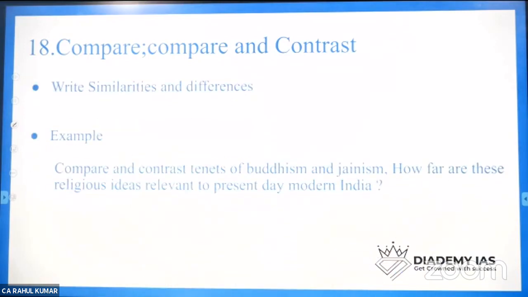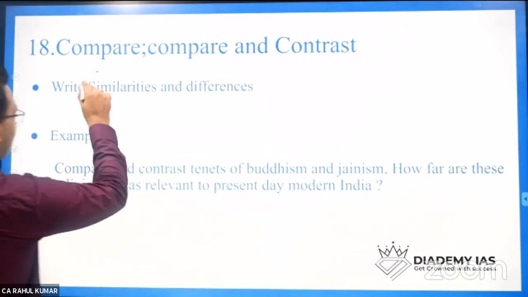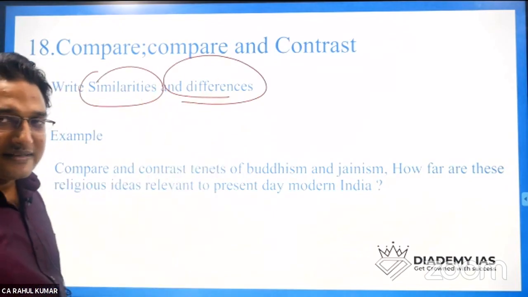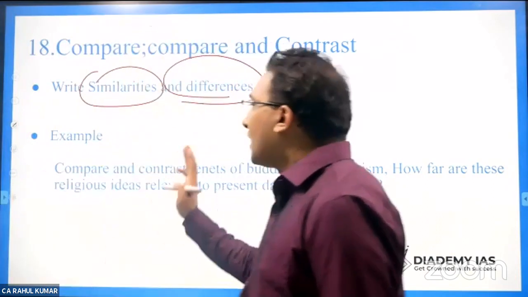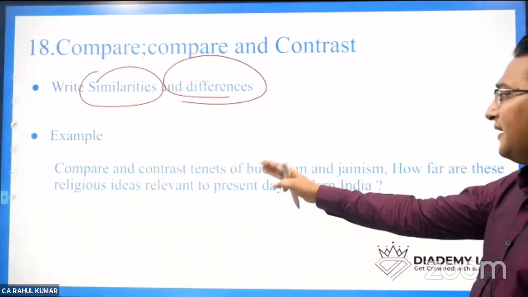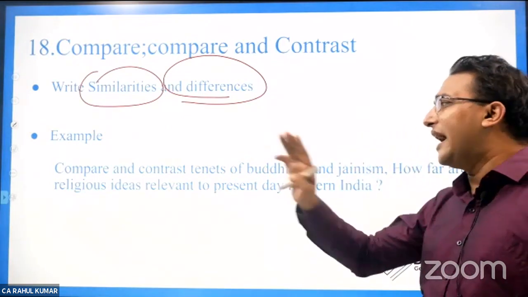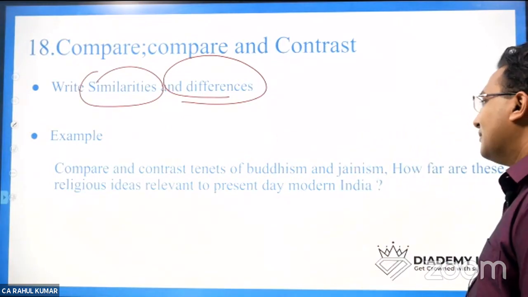Here you have to write both the similarities and the differences. For example, compare and contrast tenets of Buddhism and Jainism. How far are these religious ideas relevant to present day modern India?